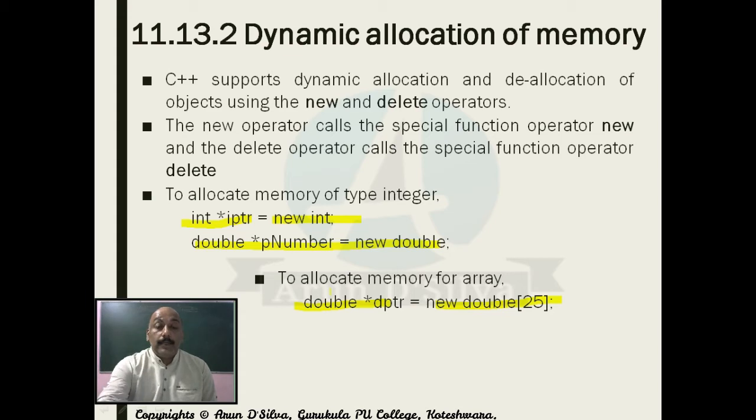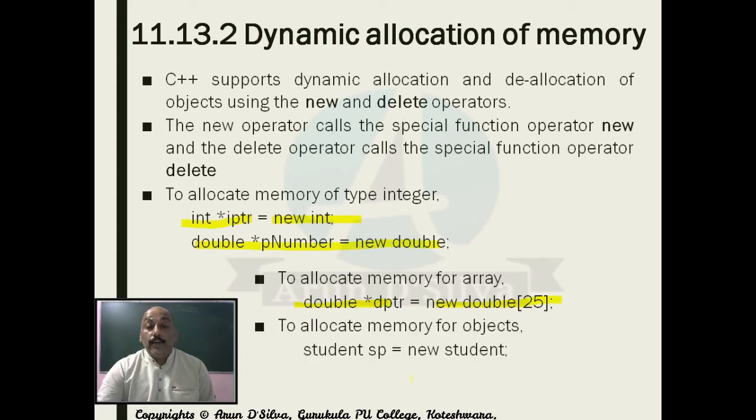And for allocating an object, here Student *sp. Student is the class name, sp is an object name, new Student. So class type memory allocation will be done for the sp object. Now this allocation will be done at runtime. The static memory allocation will be done at compilation time and this memory allocation will be done at runtime. So this is the way.